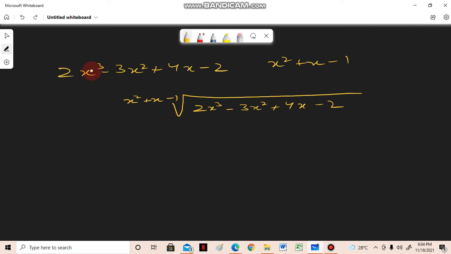Okay, so we know that we have to see the first term, which is 2x cubed in this case. So x squared multiplied by 2x is equals to 2x cubed, right?